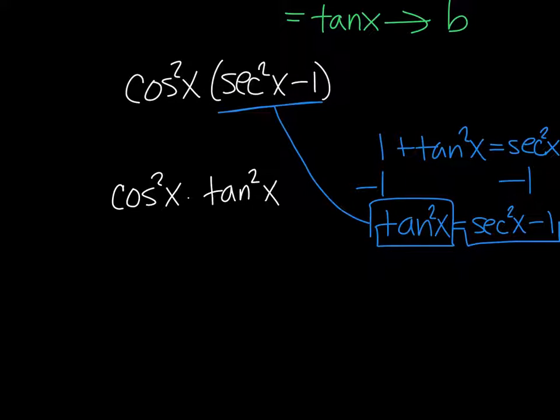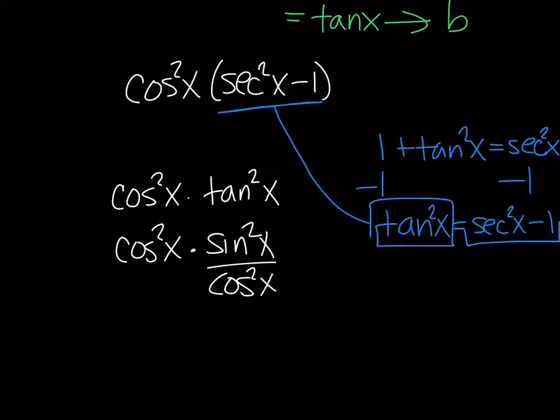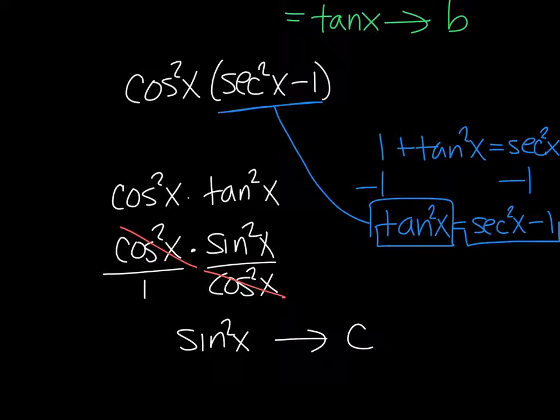Okay, not done because this doesn't match anything. So now I got to try and figure out what else can I do, and this is another place where let's just change things into sine and cosine. So I've got cosine squared times tangent squared, which is sine squared over cosine squared. Since I have a fraction, I'll make my other one a fraction. Cosine squareds cancel, and we just get sine squared, which is C.